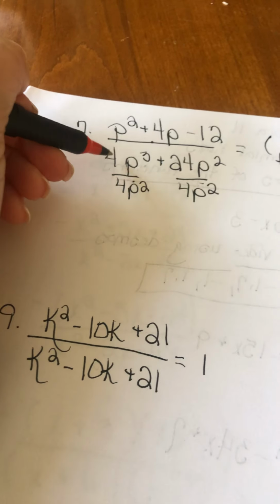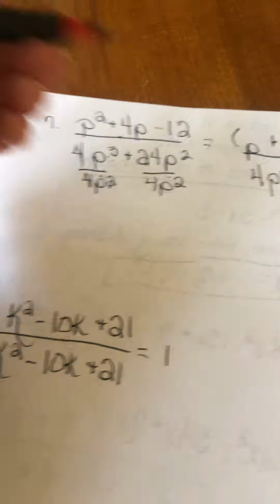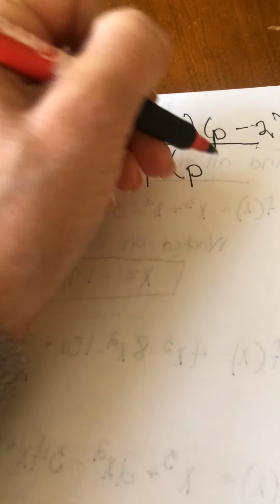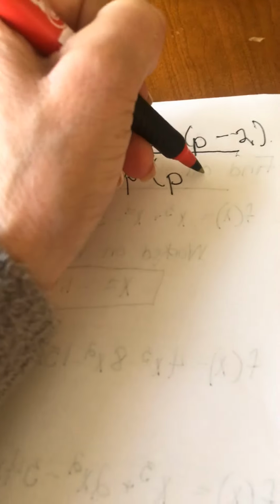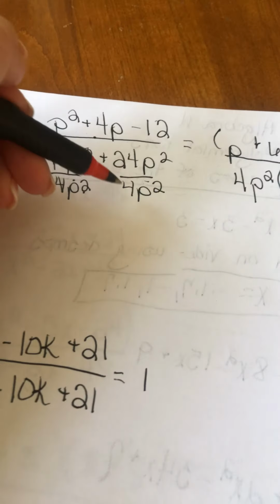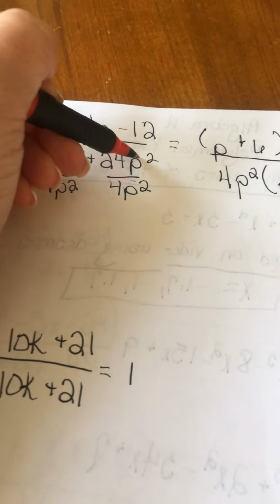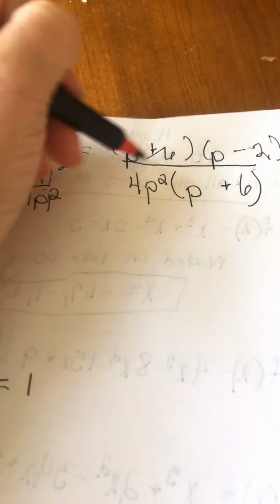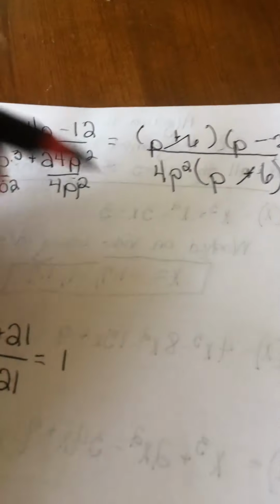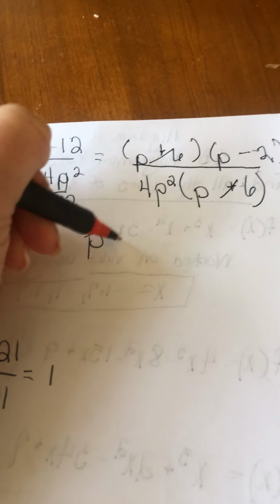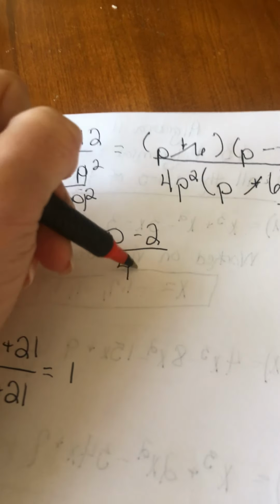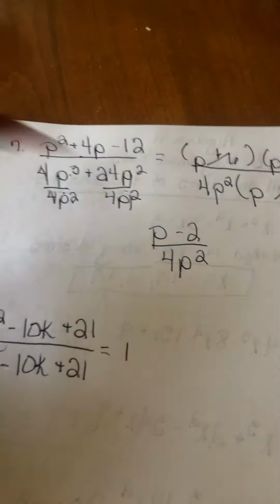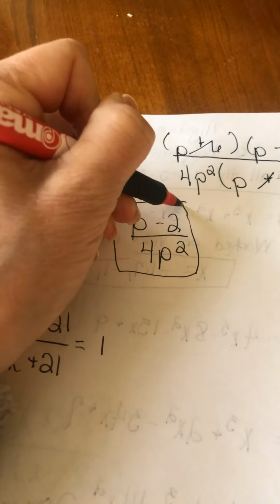So we know that the 4's will cancel, and 3 minus 2 is 1, so it's just going to be p to the first power, and then a plus. And then 24 divided by 4 is 6, and your p squareds will cancel. So what's going to happen here is those will cancel out, and your answer is going to be p minus 2 over 4p squared, and that will be your solution.